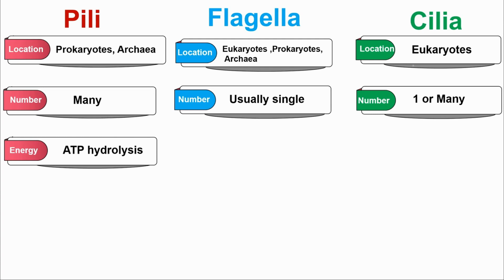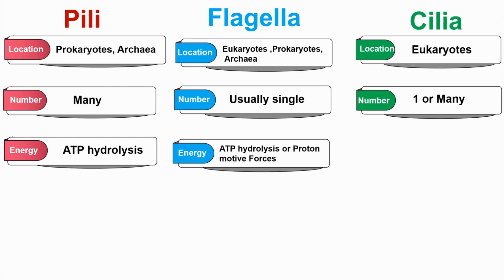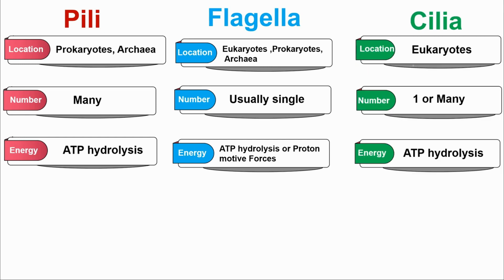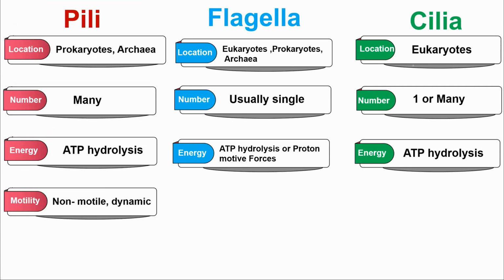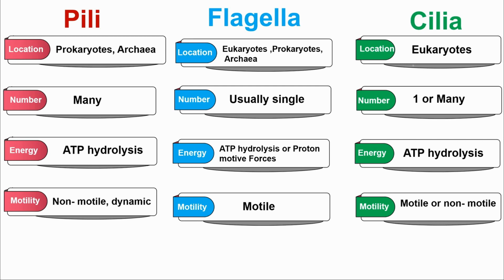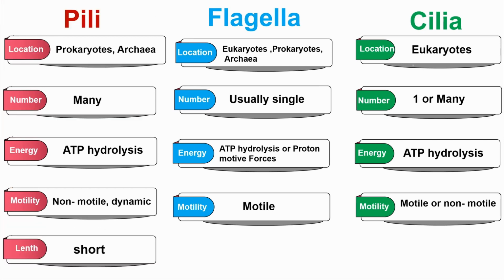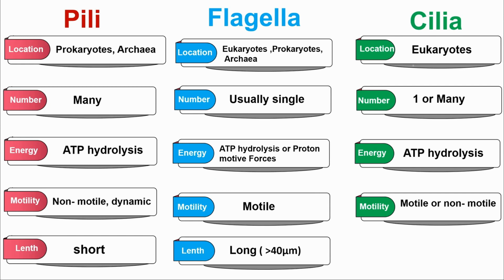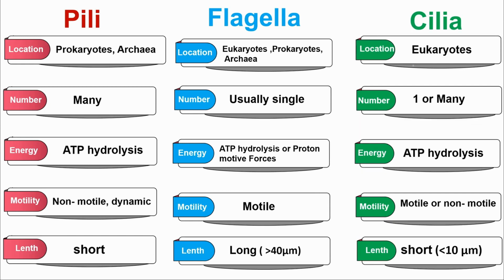Source of energy of pili is ATP hydrolysis. Energy of flagella is ATP hydrolysis or proton motive forces. And source of energy of cilia is ATP hydrolysis. Motility: pili are non-motile and dynamic. Flagella are motile, and cilia are motile or non-motile. And length: pili are short, flagella are long, and cilia are short.